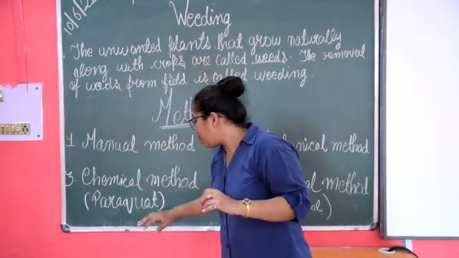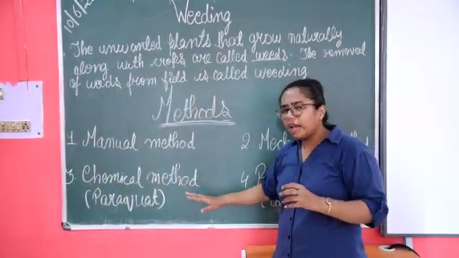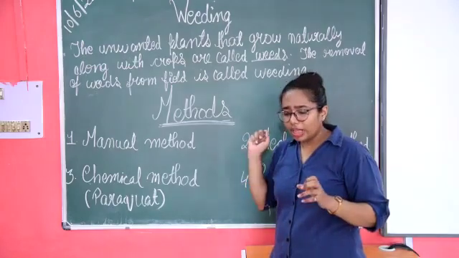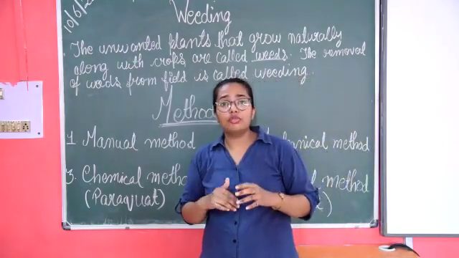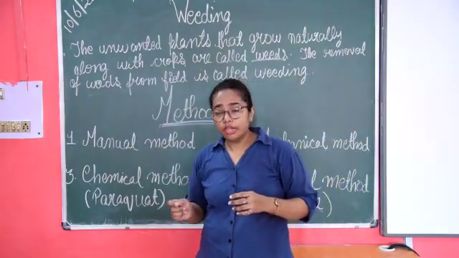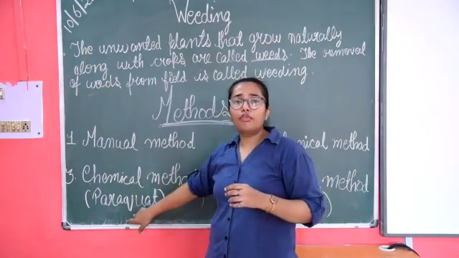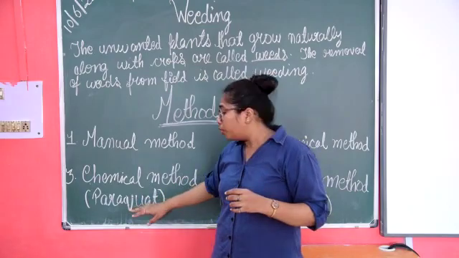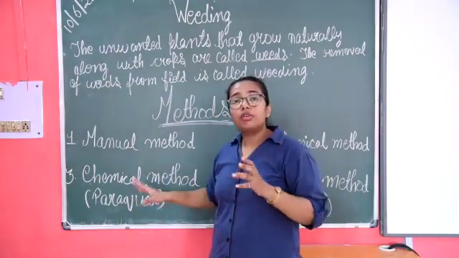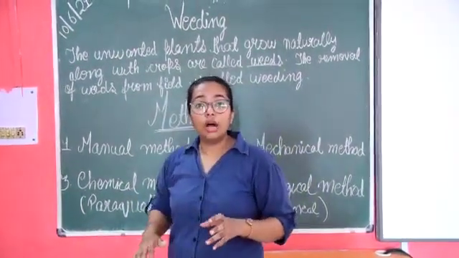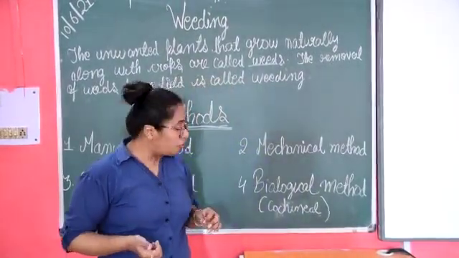Third is the chemical method. In this, certain chemicals are used to remove the weeds. For example, paraquat. There are many other examples like 2,4-D, MCPA, Butachlor. These are the chemicals which are also used to remove, or we can say kill, the weeds.